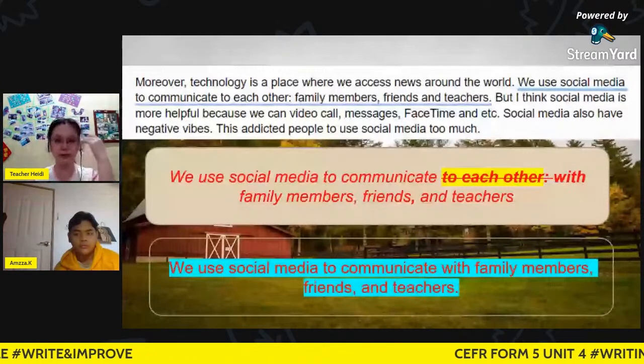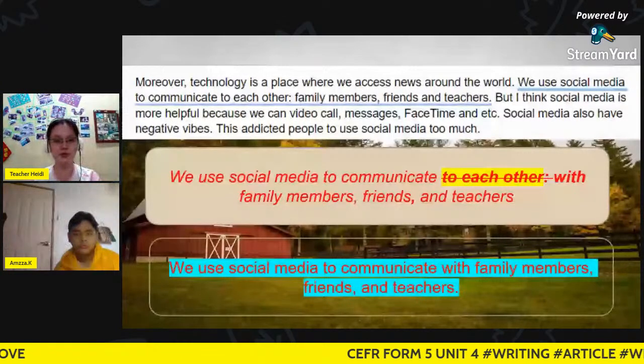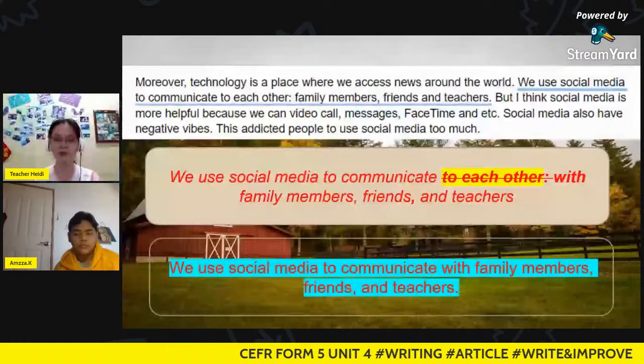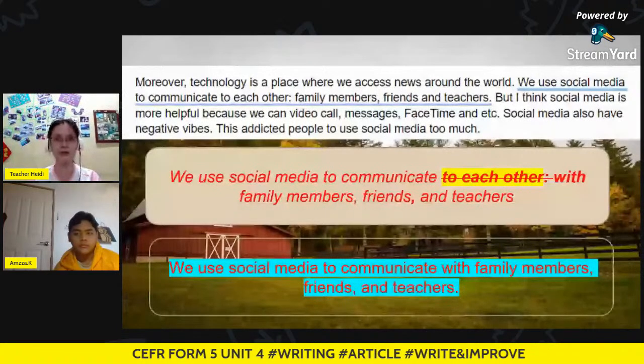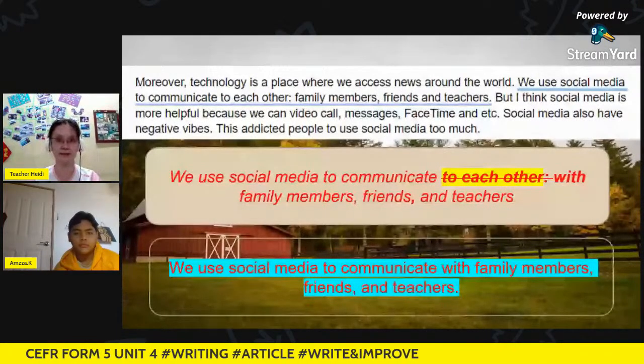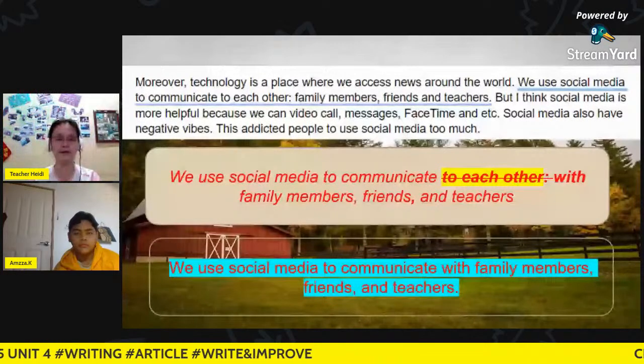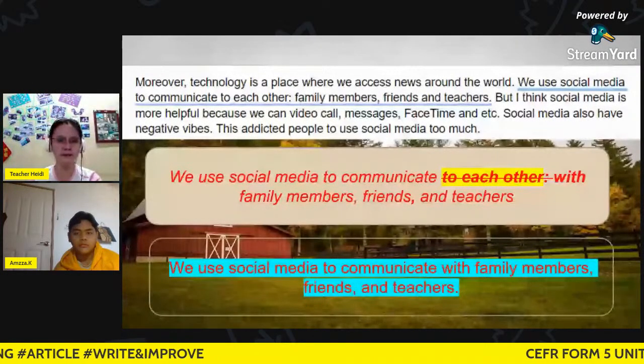So this is the one. We use social media to communicate with family members, friends, and teachers. So this will be a better sentence. Okay, now let's move on. So I think this is the last, I think.